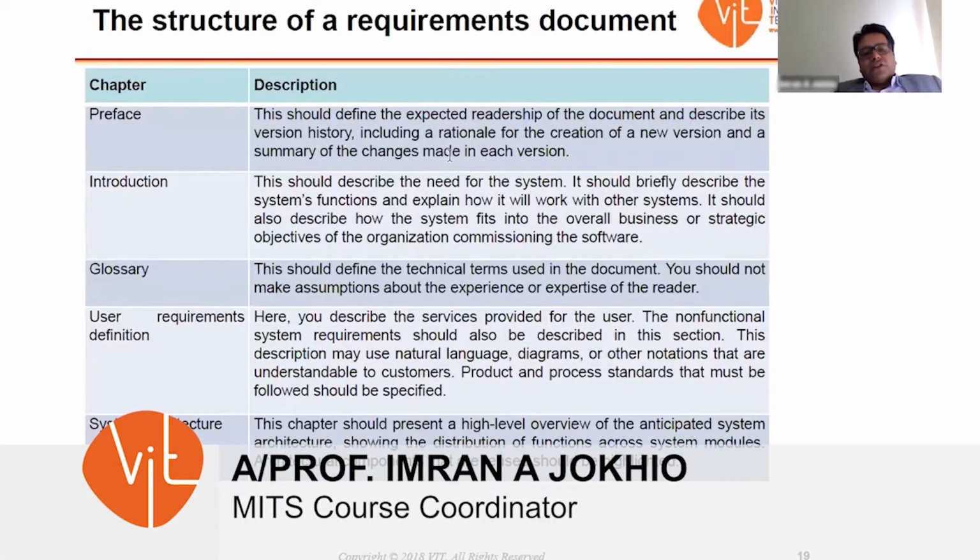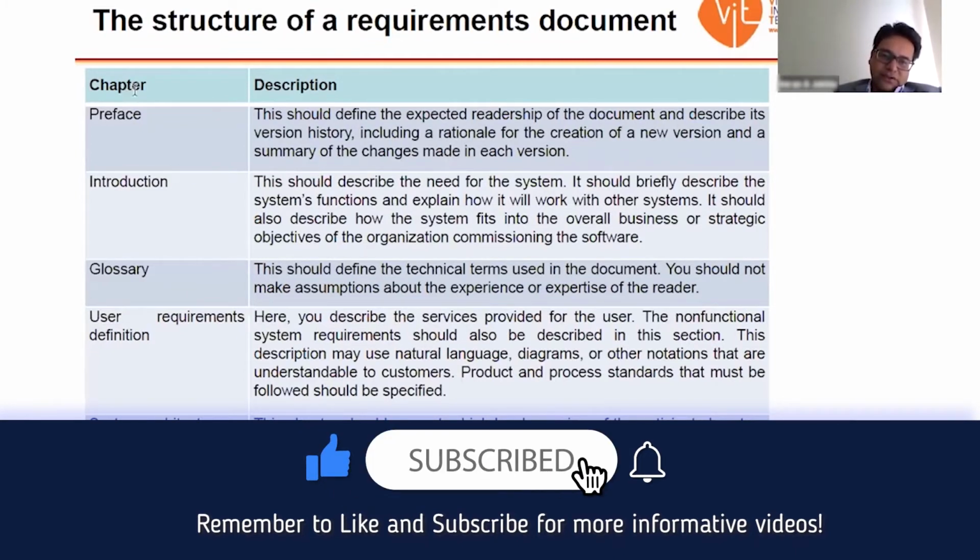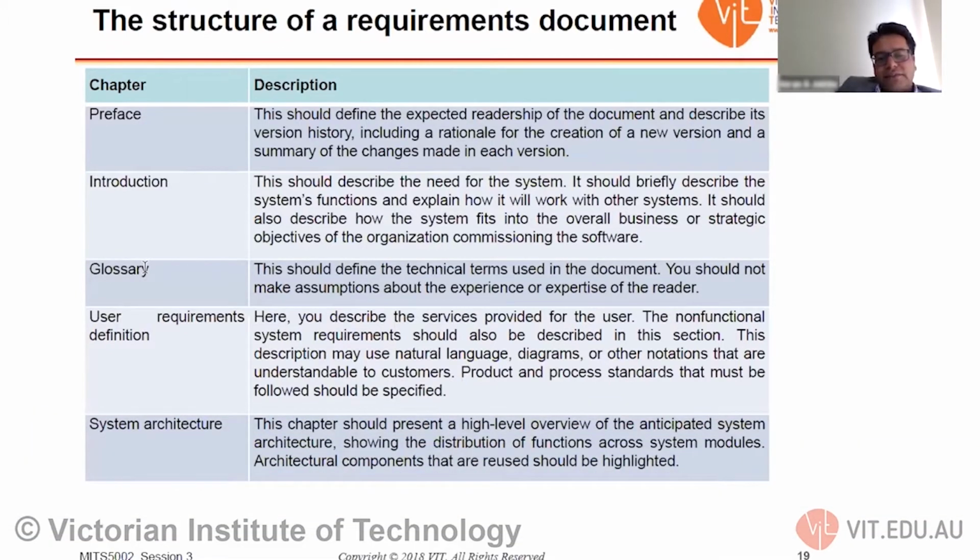Right? So, the structure of the document. In the first column, you have the chapter, or you can also call it the section. The first section is the preface. That is where we define the expected readership. You describe the version history, including the rationale behind it: if you have created a new version, what are the functions or changes from the previous version. So it's really a preface, a brief summary of your document.